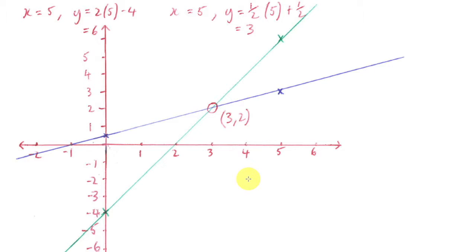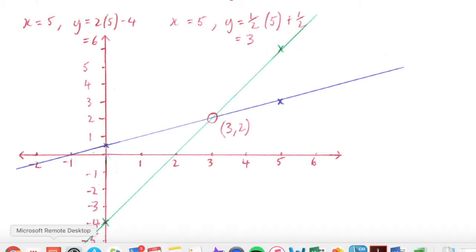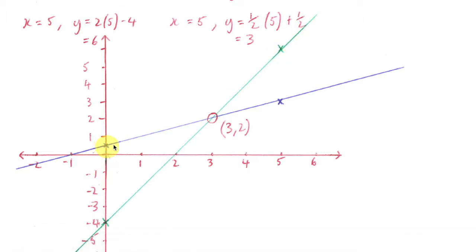So I draw up a Cartesian plane. And for the first graph, I put my 2 points in and then rule a line. Second graph, the same approach. And what can be seen here is that with the first equation, there's an infinite number of points which make that equation work. And with the blue graph, there's also an infinite number of points which make the equation work.